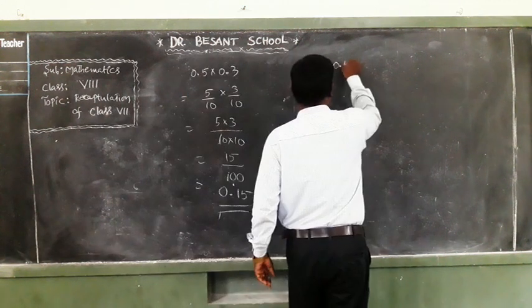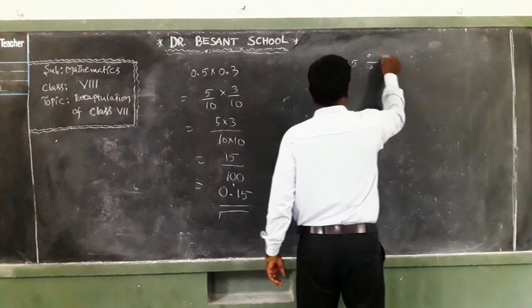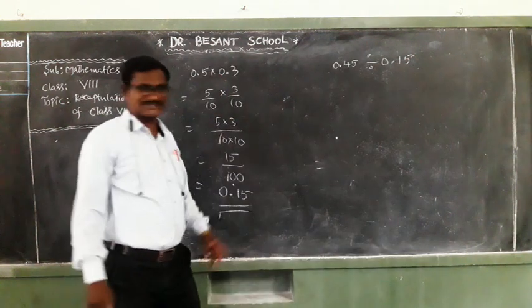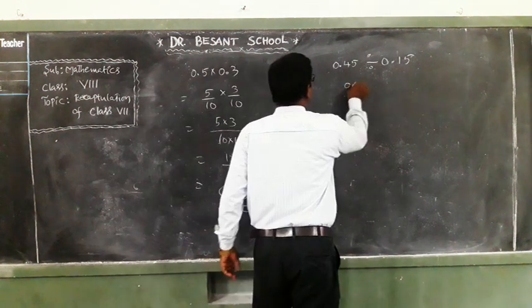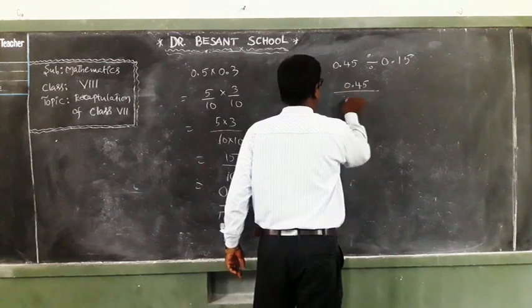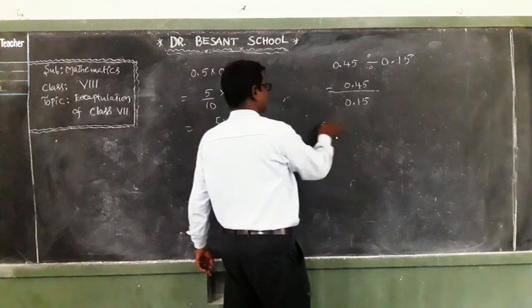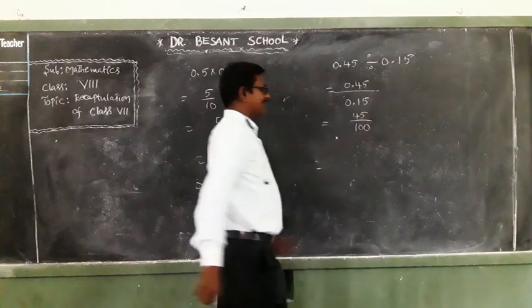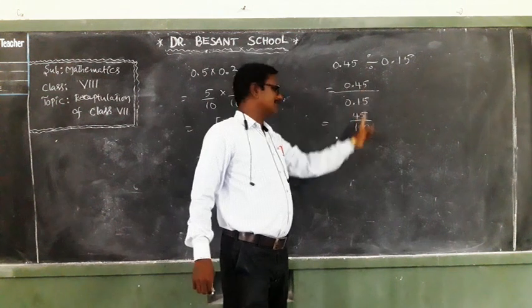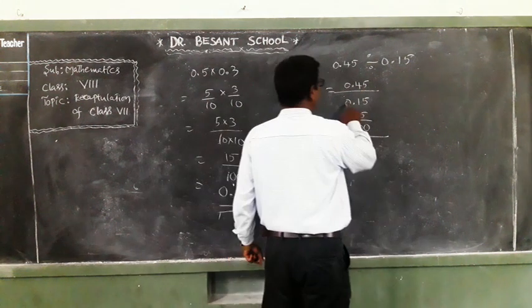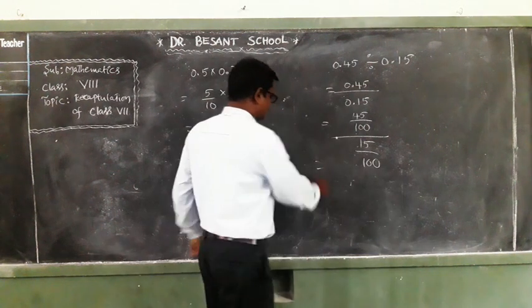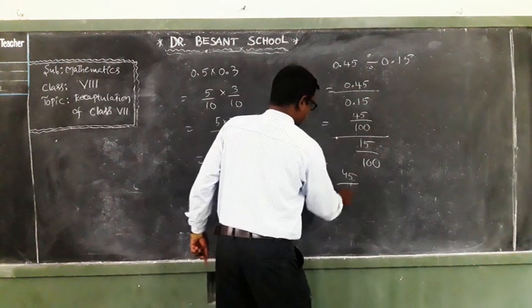For example, 0.45 divided by 0.15. We learned division of decimals also in the previous class. See this example. 0.45 divided by 0.15. How will we write 0.45? 45 by 100. Why? Because after the point there are 2 decimals, so by 100. Again, divided by 0.15 we will write 15 by 100.